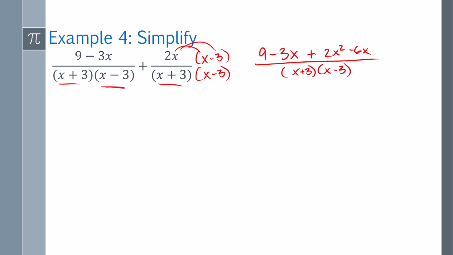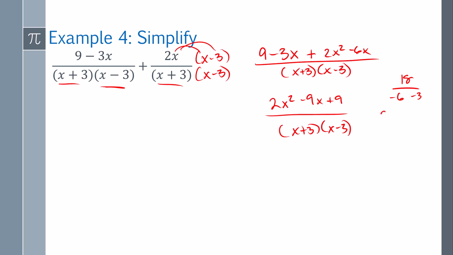Now combining things together, the 2x squared, and then minus 9x plus 9, over (x plus 3)(x minus 3). So again, does it factor? I don't know. There's only one way to find out. So we can factor: a times c is 18. Factors of 18 that add to negative 9. That's negative 6 and negative 3. So let's see. 2x squared minus 6x minus 3x plus 9.